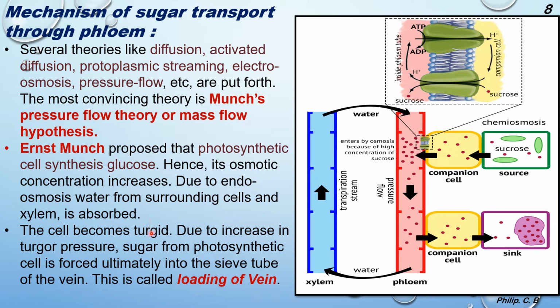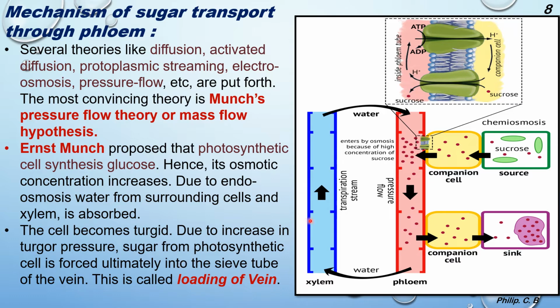The cell becomes turgid, means it swells up. Due to increase in turgor pressure, sugar from photosynthetic cell is forced ultimately into the sieve tube of the vein. This is called loading of vein. Now the term loading, we can just relate to our daily life, that is loading and unloading with certain things which is loaded into a vehicle, where what is required, where it has to be sent. So here also can relate with the term loading of the vein, where the sugar is loaded from the photosynthetic region of cell to the sieve tube.